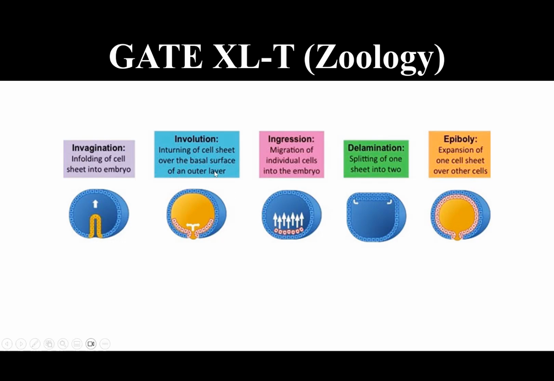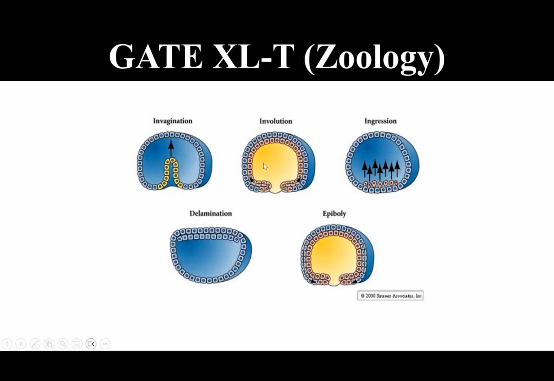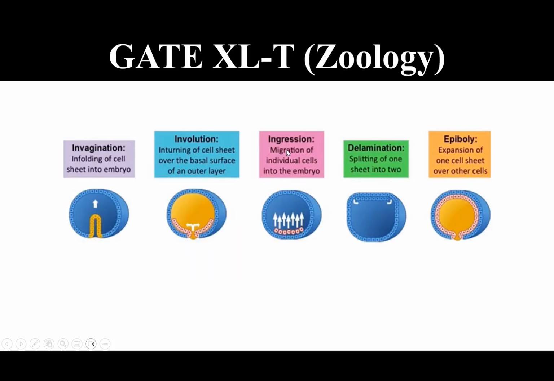The next is involution. It is basically interning of cell sheet over the basal surface of an outer layer. So if you look here, involution is basically a cell sheet which turns inside and then moves over the basal surface. Next is ingression. It is the migration of individual cells into the embryo. The next one is delamination. It's basically splitting of one sheet into two. The last is epiboly, which is basically expansion of one cell sheet over the other cells.